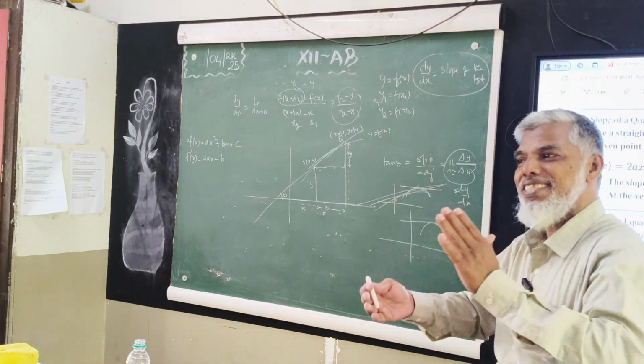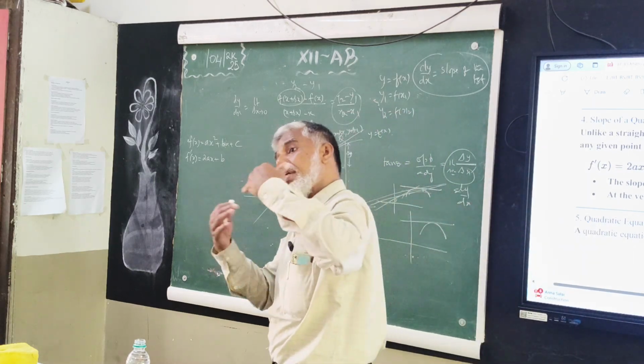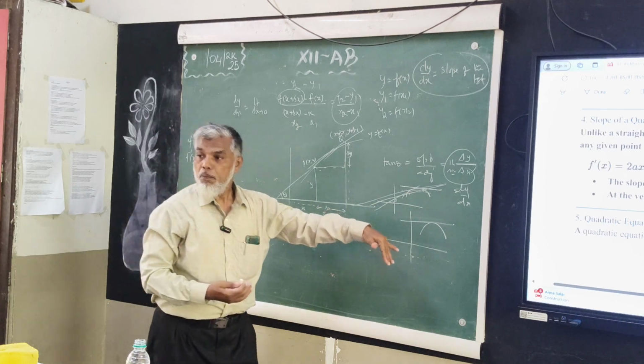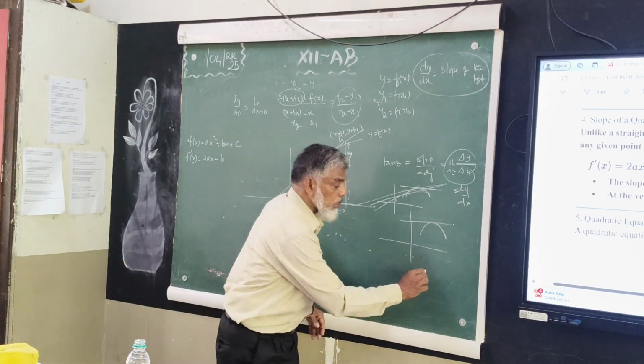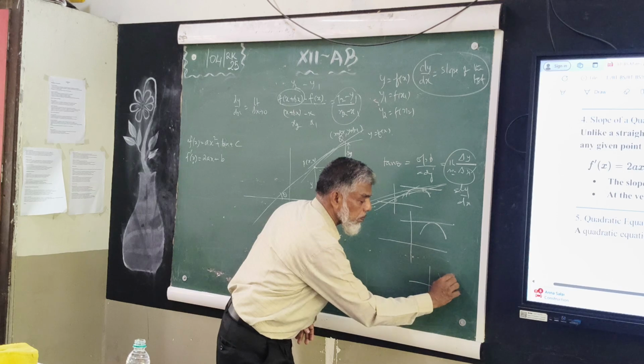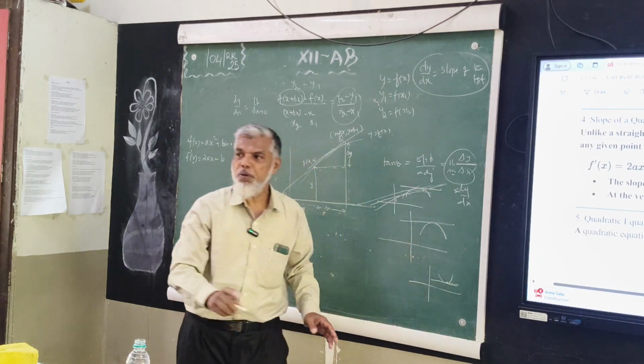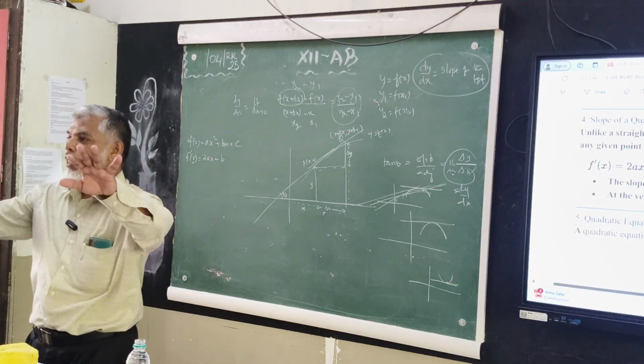Yeah, that is a turning point, whether it is a maximum or minima. Here it is a maximum. Here it is a minimum. This is the turning point. At the turning point, the dy by dx is always 0.